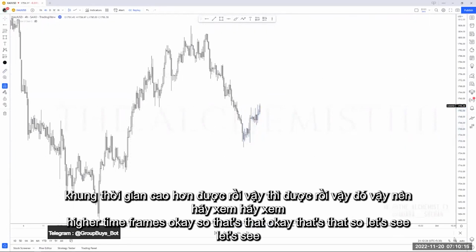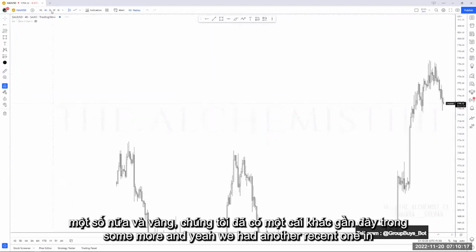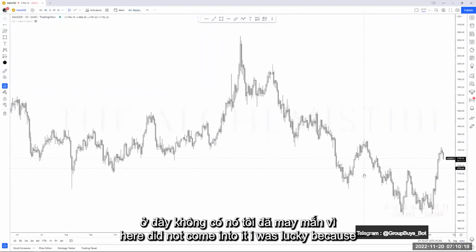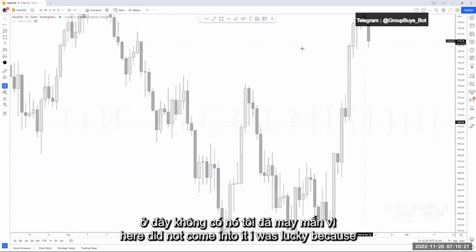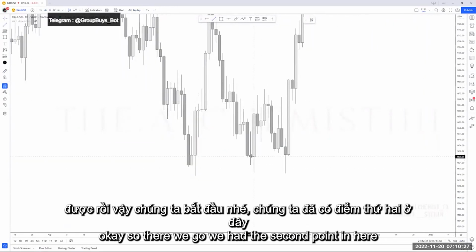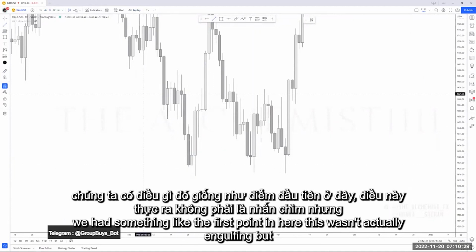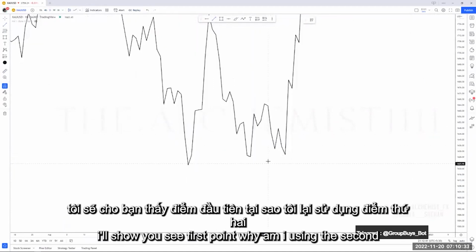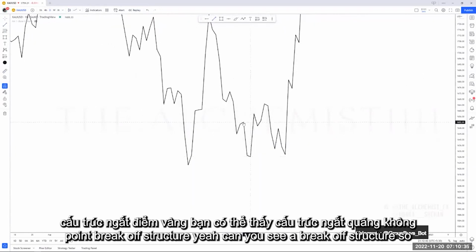So let's see some more. And yeah, we had a recent one in here. Price did not come into it. I was lucky because I always factor in my spreads. Okay, so there we go. We had the second point in here. We had something like the first point in here. This wasn't actually engulfing, but I'll show you. See, first point. Why am I using the second point? Breakout structure. Yeah. Can you see a breakout structure?